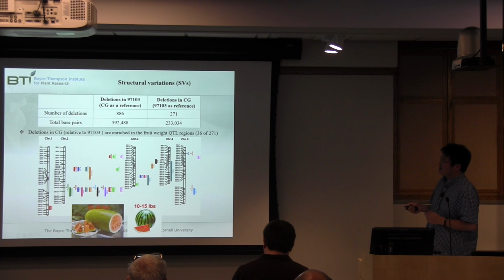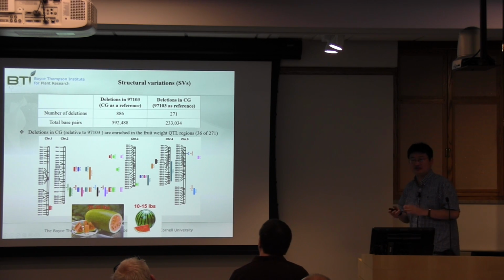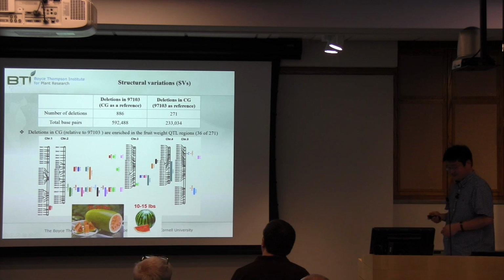And interestingly, we found that these deletions are enriched in the fruit weight QTL region. These orange lines are fruit weight QTLs. We have 5 fruit weight QTLs. Chromosomes 6 to 11 I didn't show here because they don't contain any fruit weight QTL as far as reported. So you can see 36 of these deletions are in these 5 regions. It's highly enriched, and that's understandable because the fruit size and fruit weight are highly different.